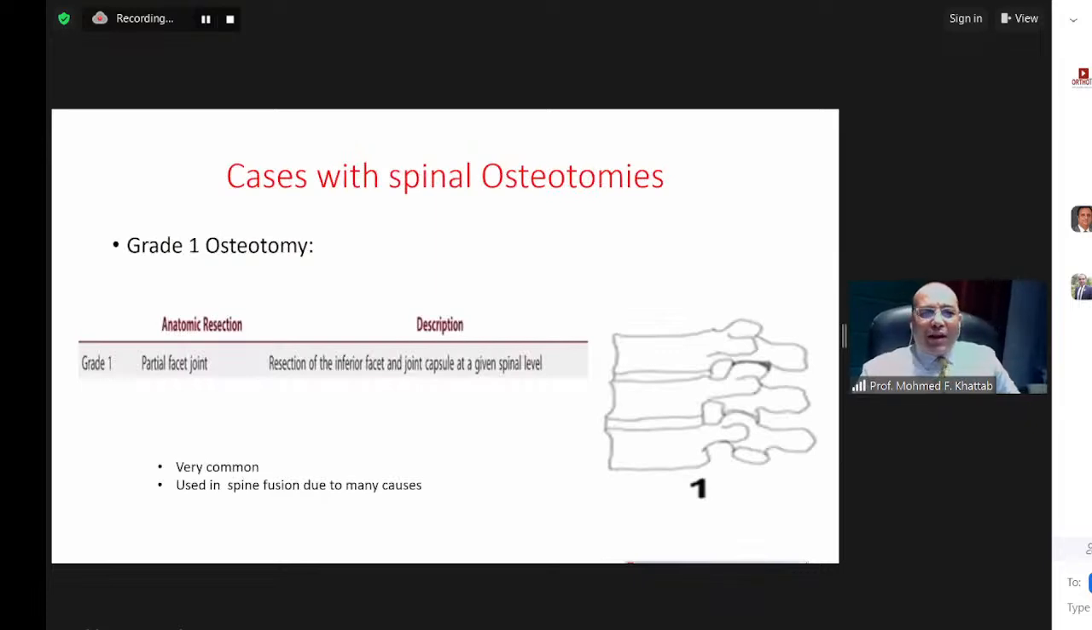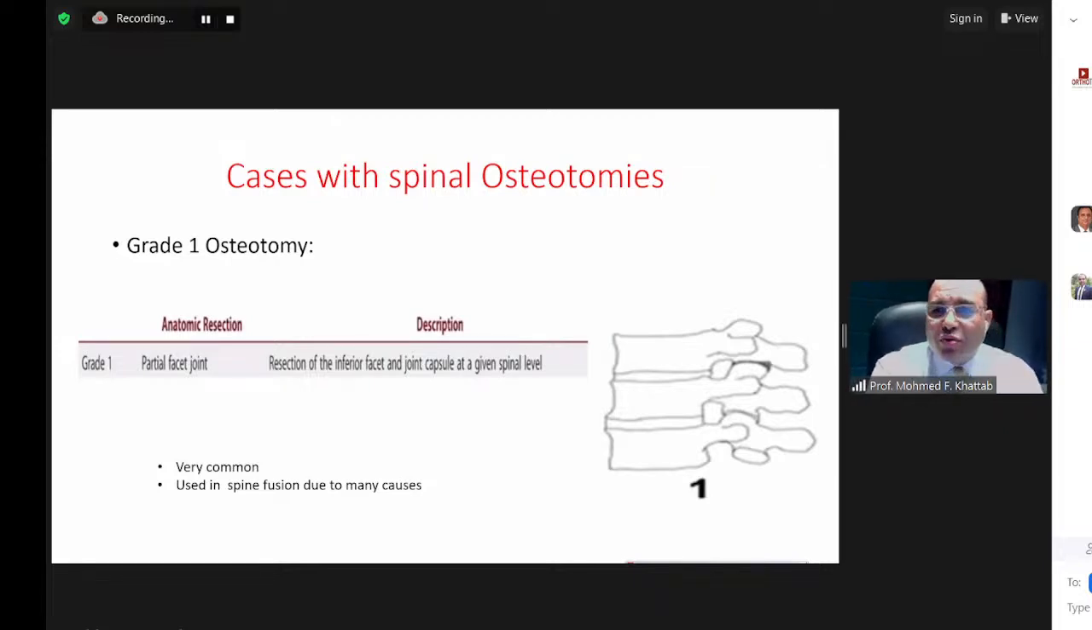I will start to highlight some cases and highlight the different types of osteotomies, but I am following the Schwab classification. Grade 1 osteotomy is partial facet joint resection. You remove the inferior facet and the joint capsule at a given spine level. It is a very common type of osteotomy. We do it in every fusion case, I can say, and it is used in spine fusions due to degenerative deformity.